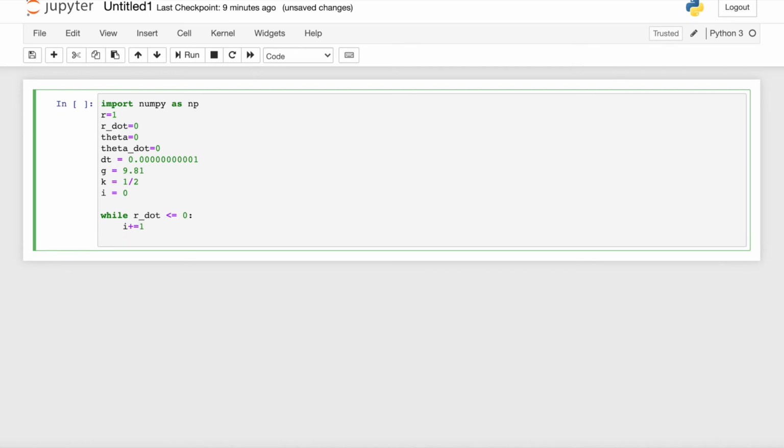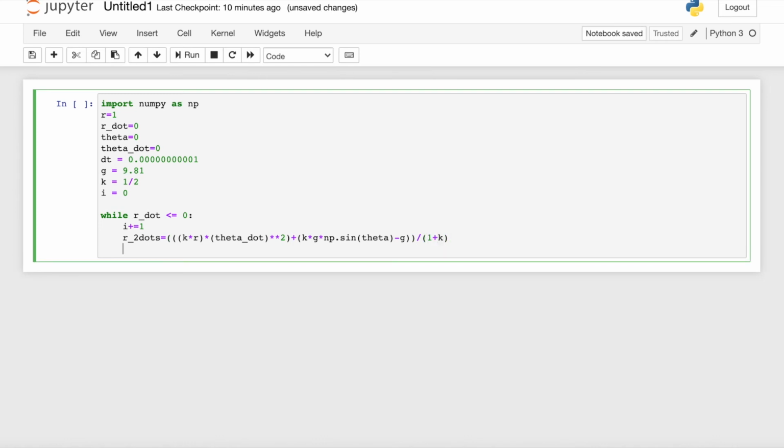So while this, we got i plus equals 1. That just sets the counter in motion, and we define r double dot equals, from our equations from earlier, k times r times theta dot to the power 2, plus k times g times sine theta, minus g, and the whole thing over 1 plus k. So that's defining our r double dot.